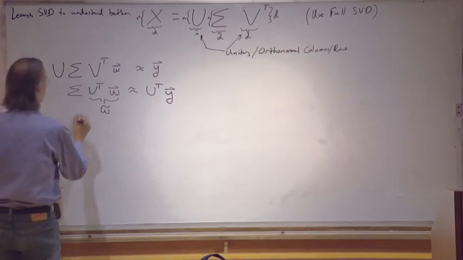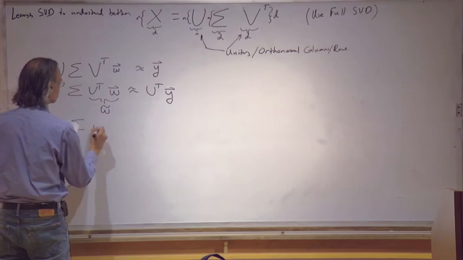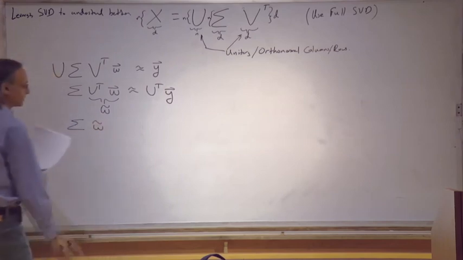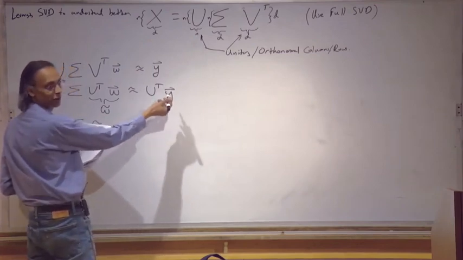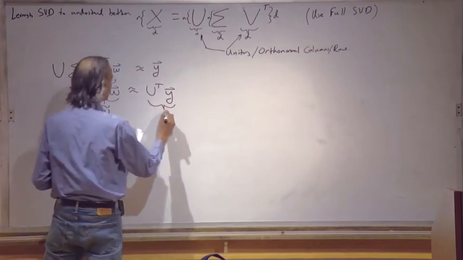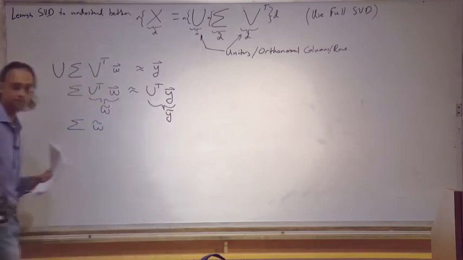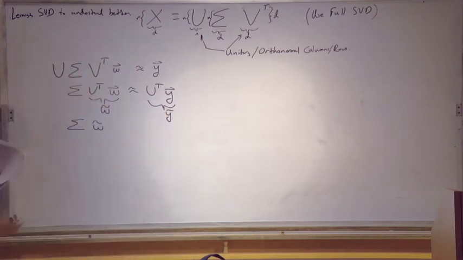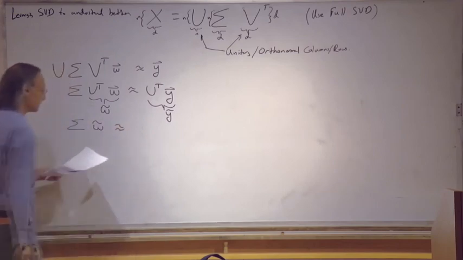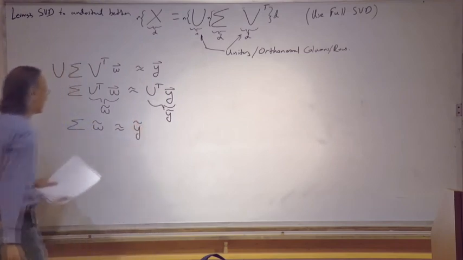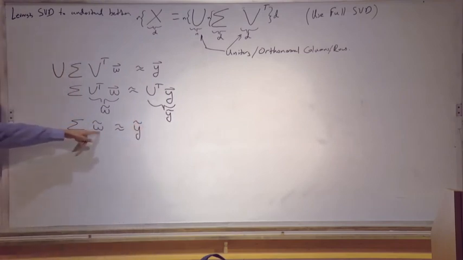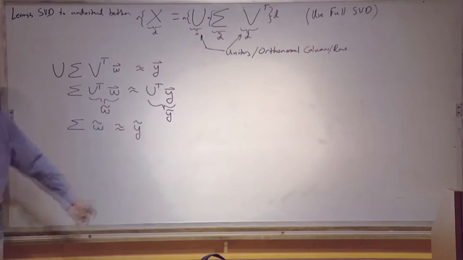So I do this, and then I get sigma W transpose. And you know what? This is just a Y. This is a rotation of the Y. I'll just call this a new Y, Y tilde. And now I have the approximate problem, which is sigma W tilde is approximately equal to Y tilde. But this is a really nice problem, because let me expand out sigma.